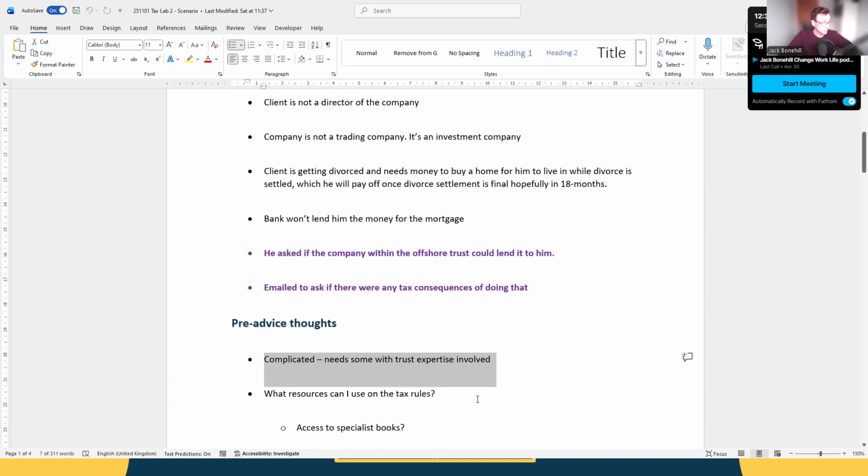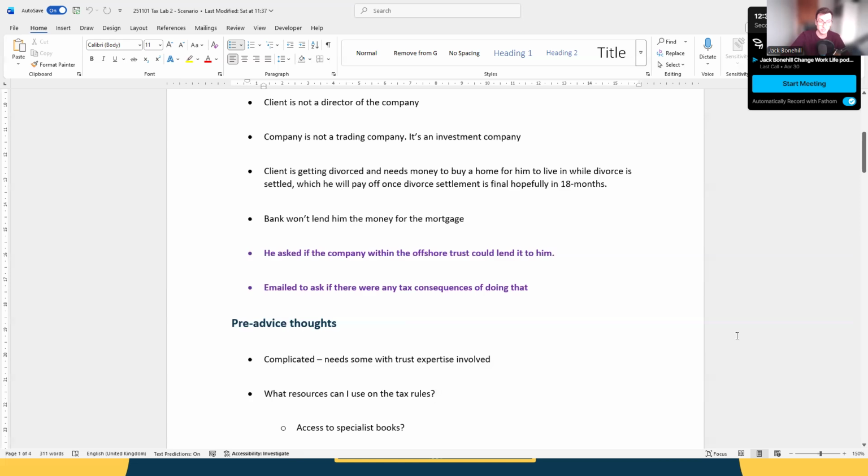Because this is such a complicated scenario, or at least what I believe would be a complicated scenario, whenever I'm giving advice in situations like this, one of the first things I think is: what resources have I got available to me to help me establish what the advice is, and to understand the relevant tax rules that are in play and how they apply to the situation we have? And so I was thinking, okay, I don't really know anything about trusts.